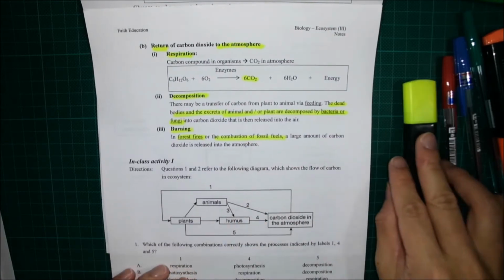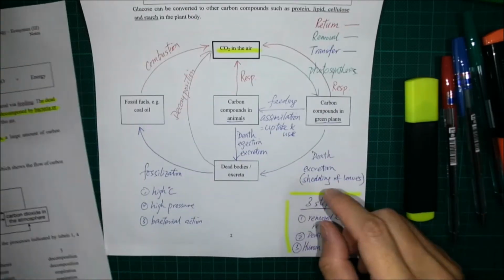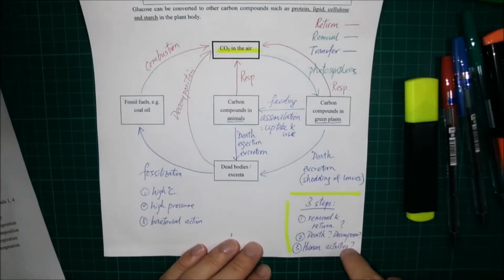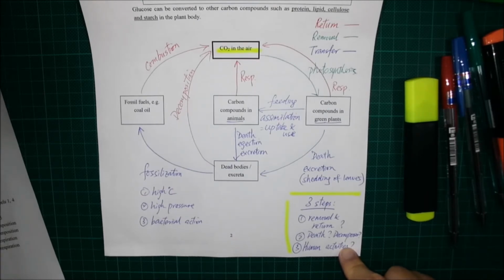So in this part, my logic is that I want you to think more about the human activity, because of the concept we are going to learn in elective 2, applied ecology.